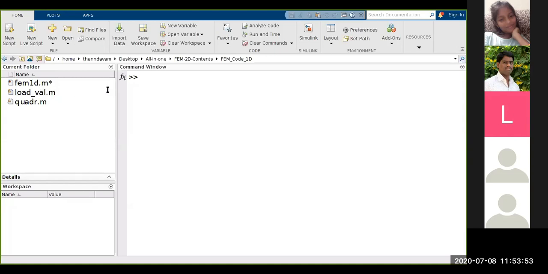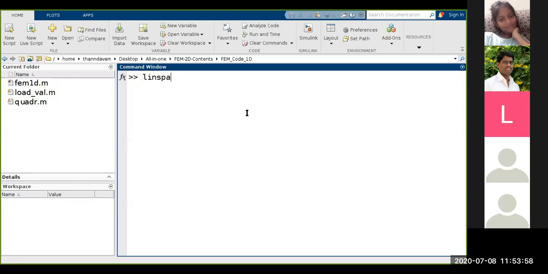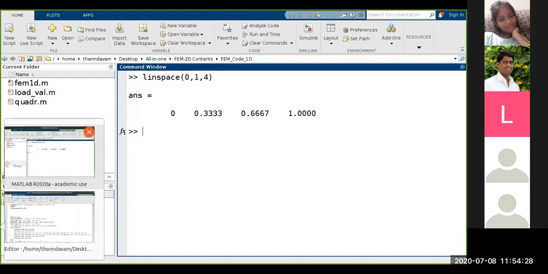Linspace is a simple command. If you want, I can show you. If I take linspace 0, 1, 4, it gives you 4 points between 0 and 1. Accordingly, it takes the spacing as 1 by 3. So 0, 1 by 3, 2 by 3, 3 by 3 is 1. You get 4 points. You have to give 0, 1, and then how many points you want. That is how the command linspace is used.